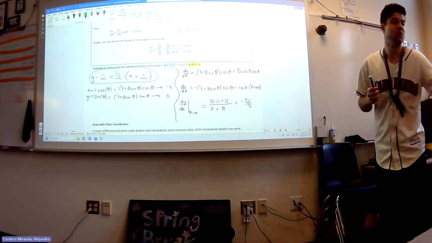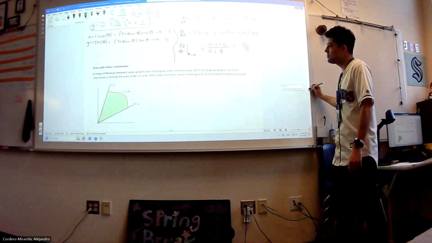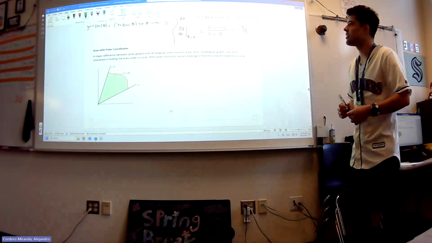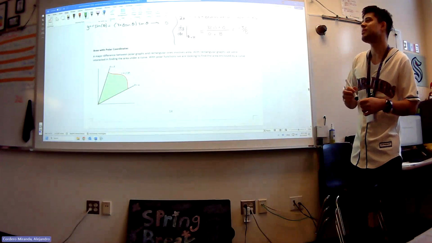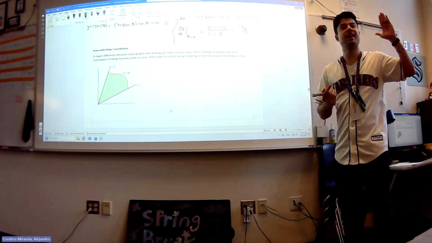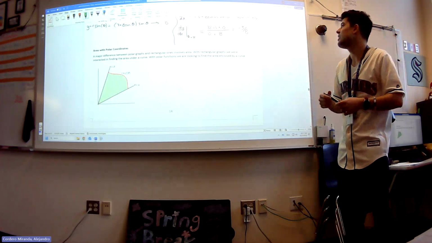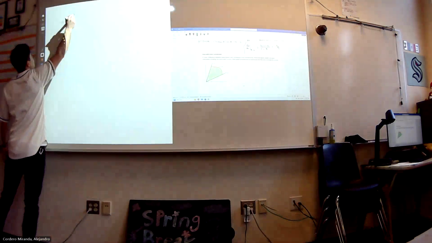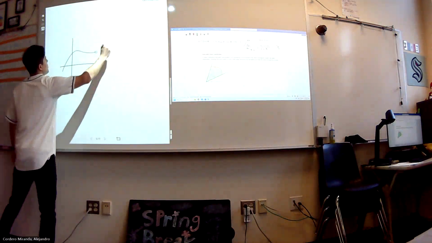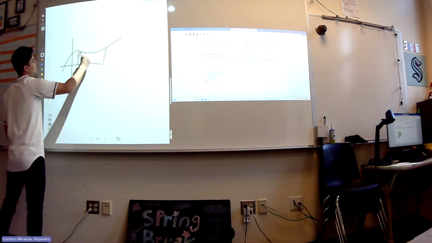Yeah, let me give you a preview. So area with polar coordinates. You're going to get asked to find the area in a curve, basically, just like with normal functions. So with normal y equals x functions, it looks something like that, and you get the area between the curve and the axis.